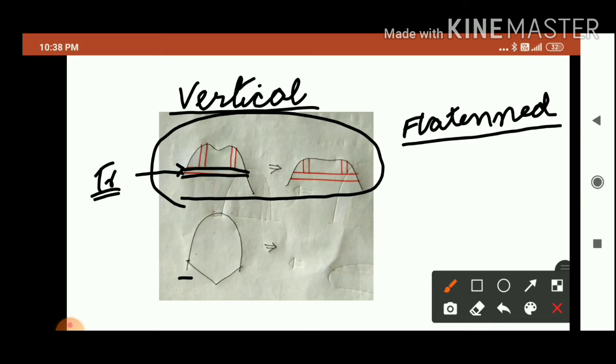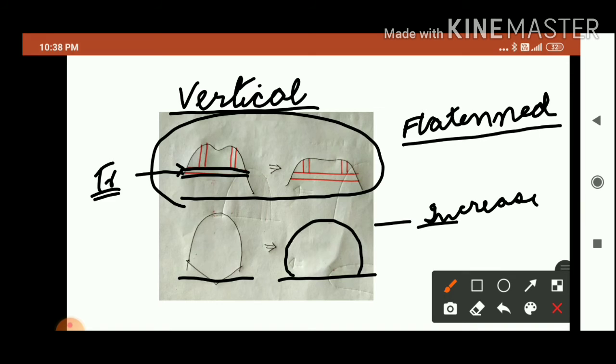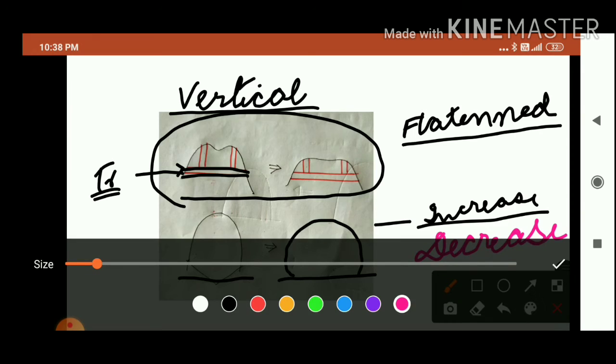Now in this case, if the vertical muscles contract, they will basically increase the width of the tongue. And what will be the impact on its length? The length will decrease.